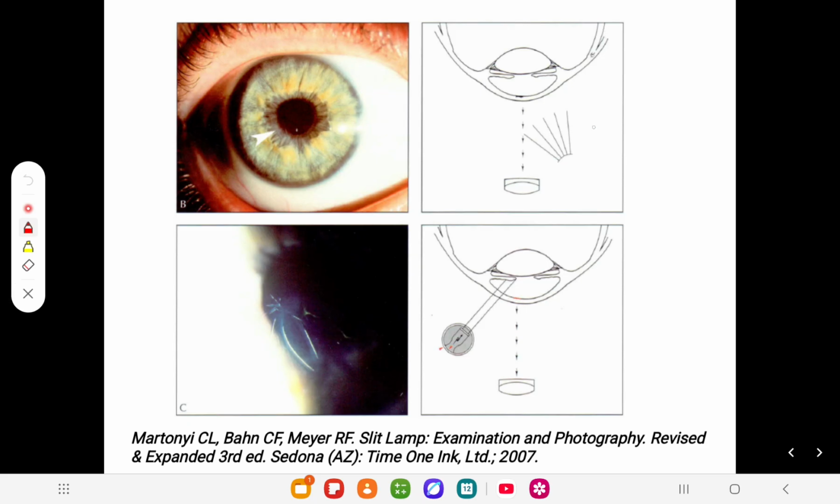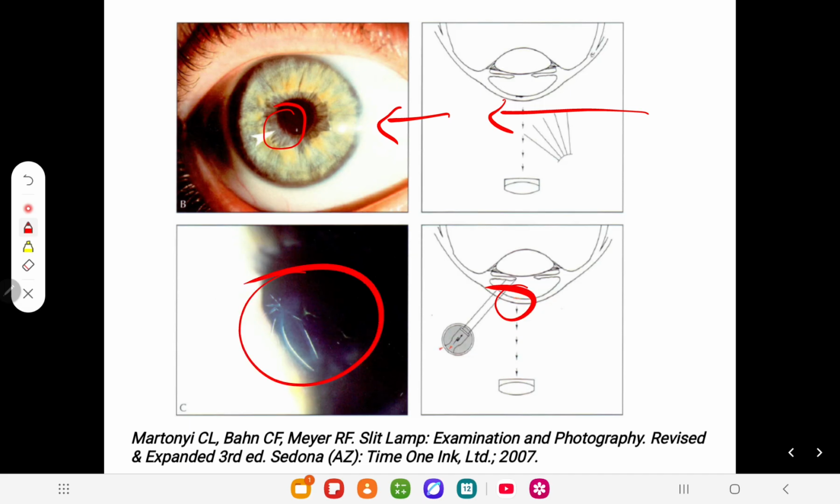Okay, see in this particular picture, direct illumination. Can you see anything? Just like here, any fold-like structure? No. But whenever you throw light on the iris and then you see the cornea, can't you see this structure? Clear, isn't it? So that's the gold thing.